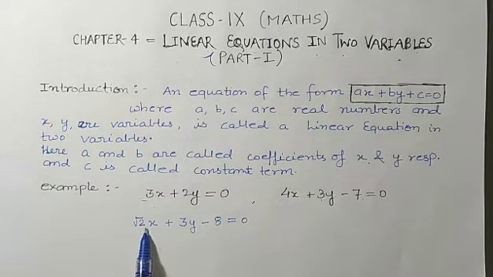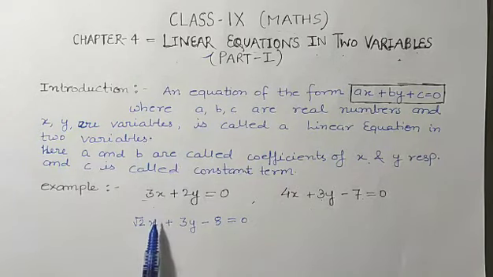here the coefficient of x is what? Square root 2. Okay, square root 2 is what? A real number. So it is okay. 3 is a real number, it is okay. Minus 8 is a real number, it is also okay. Okay, and there are two variables x and y.